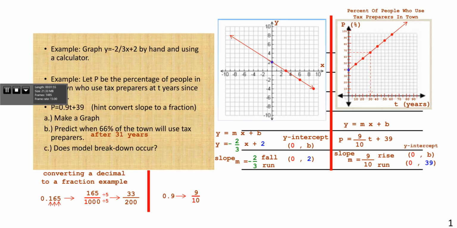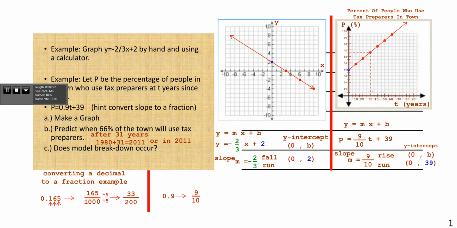So B, predict when 66% of the town will use tax preparers. I say roughly after 31 years. Well, do remember, this started in 1980. So 1980 plus 31 years, that means in 2011. So in 2011, roughly is when 66% of the town used tax preparers. Okay. So this will be tax preparers such as maybe TurboTax, H&R Block, etc. Just as a reference.